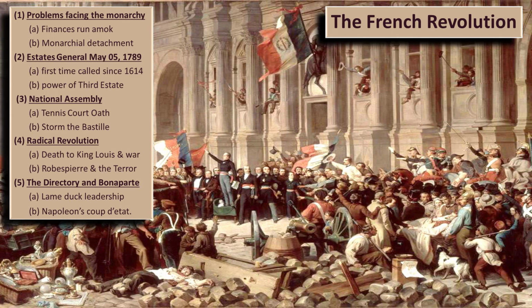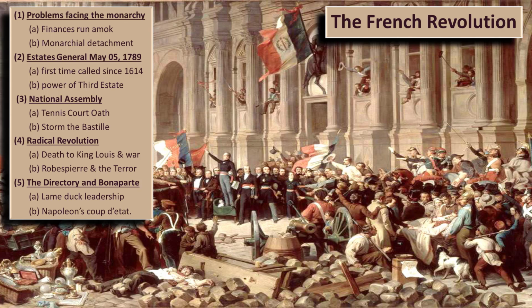French society was broken into what were called 3 estates, a first, second, and third estate. The first and second estates, for all intents and purposes, were nobility and church leaders. So you have those that pray and those that fight. And then the third estate was everybody else.